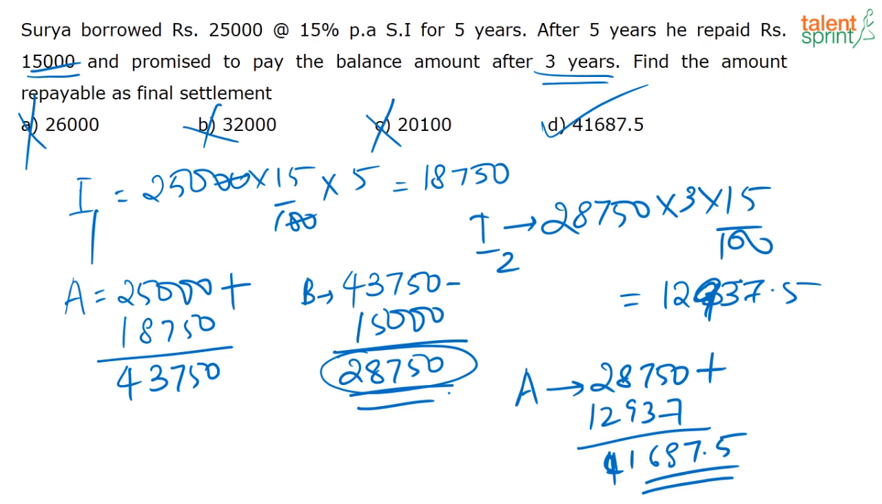Is it clear, everybody? See what we have done. First, he took 25,000 rupees. So the interest that he has to pay for this 25,000 rupees for 5 years is 18750. So the total amount that he has to pay back is 43750, out of which he paid back 15,000 rupees. So now he has to pay back only 28,750, which he says he will pay after 3 years. So we have to calculate the interest also that he has to pay for this amount for 3 years. That is 28750 into 3 into 15 by 100, which you get 12,000 something approximately. Add the two, you get the final amount.